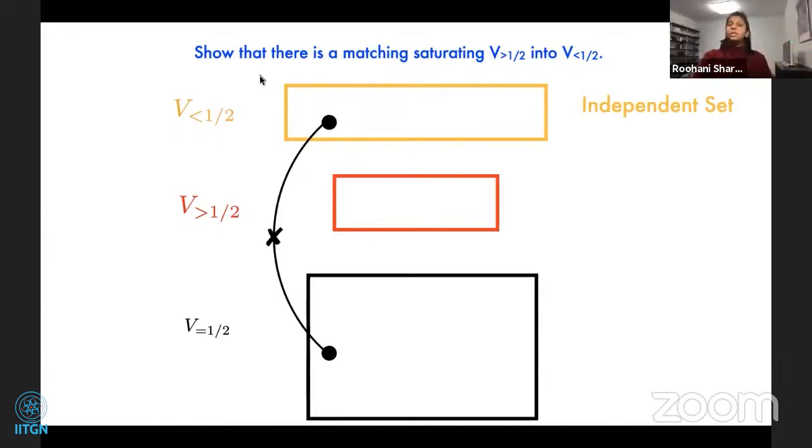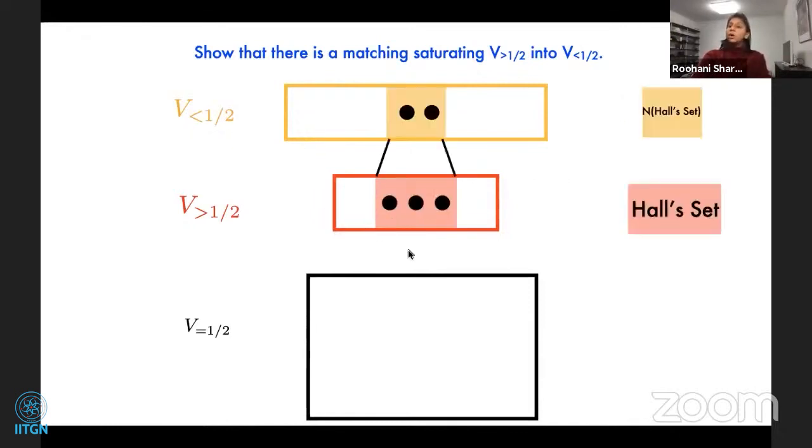But for that, we need to prove that there is a matching saturating the red set, and let's see that. For the sake of contradiction, suppose there is no matching saturating the red set into the yellow set. Then by Hall's theorem and by Hopcroft and Karp's algorithm, we can find a Hall set. So a Hall set will be a set of red vertices whose neighborhood in the yellow set is smaller than the set itself. So the yellow set is the neighborhood of the red set, and it is strictly smaller than the red set itself.